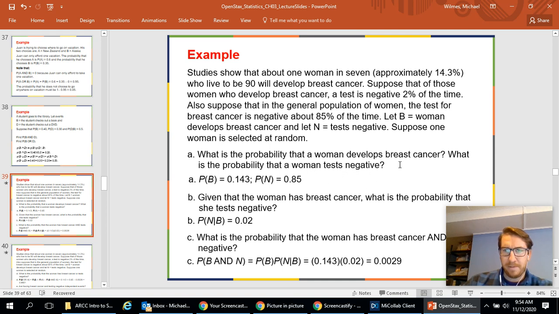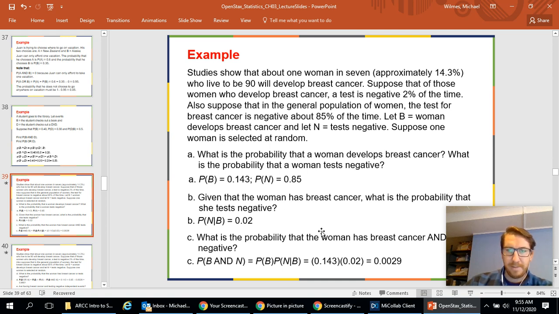What's the probability a woman develops breast cancer? Well, that's given to us right here, 14.3%. We can move that decimal two spots to the left, 0.143. What's the probability that a woman tests negative? That's also given to us. 85% is 0.85. Given that the woman has breast cancer, what's the probability that the test is negative? That's also given to us here, 2%, which would be 0.02. To write this out, we would say the probability that a woman tests negative given she has breast cancer. So that's where the given is going to show up.